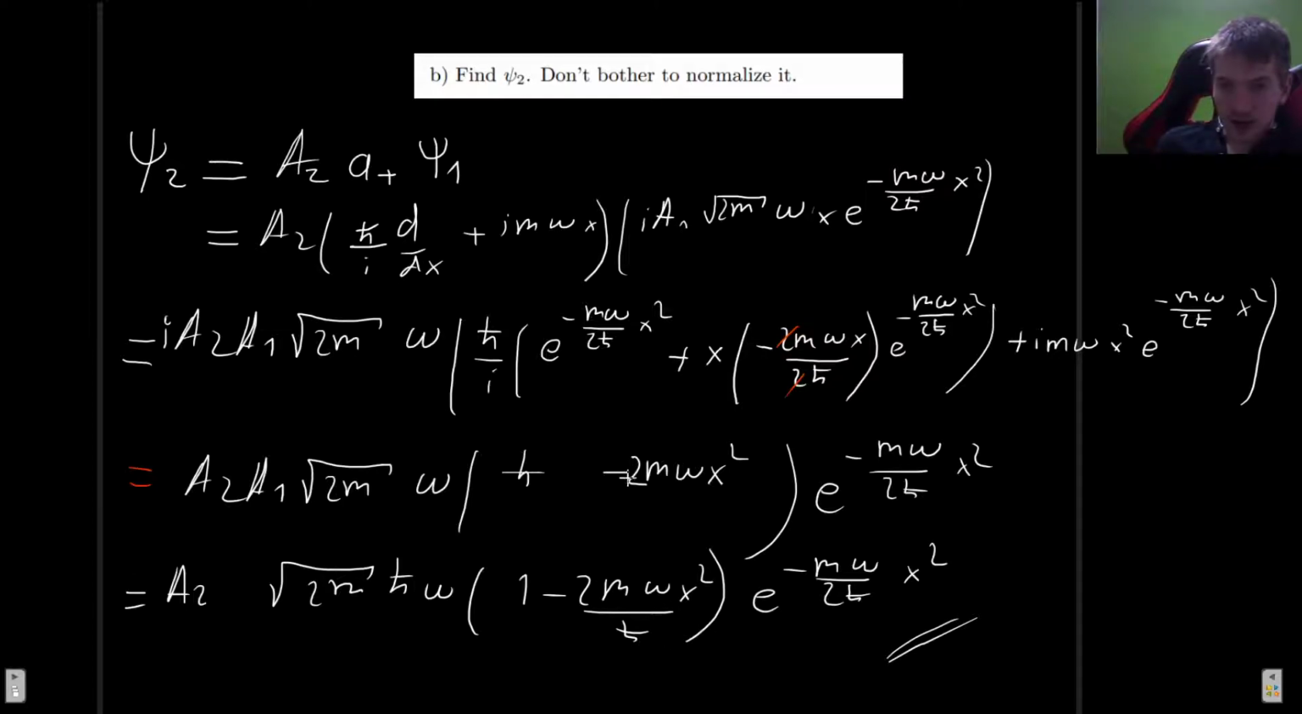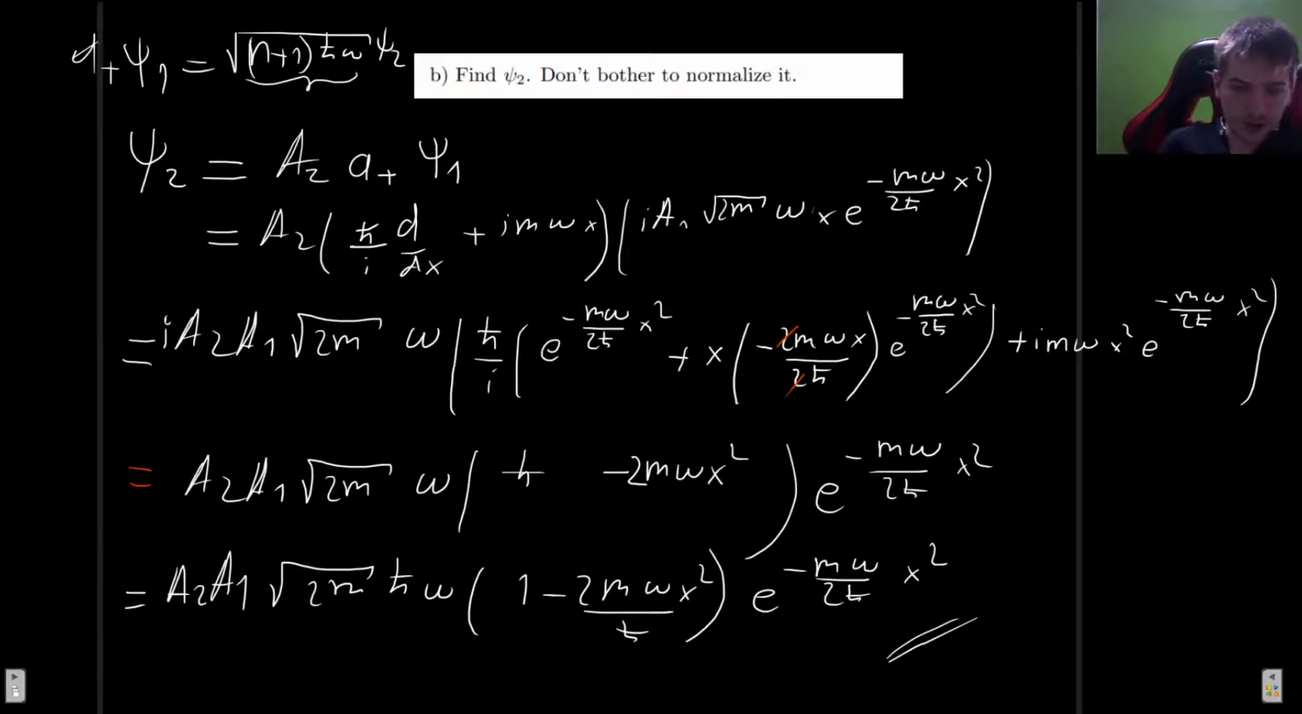Since we don't have to normalize it, there we go. If we wanted to normalize it, we could have left this a1 here and put in its value. We could have used what we learned in the previous video, that when a plus acts on psi 1, you get not just psi 2, but, I don't have enough space there, the square root of n plus 1 times h bar omega times psi 2. So 1 over this would be our constant a2.